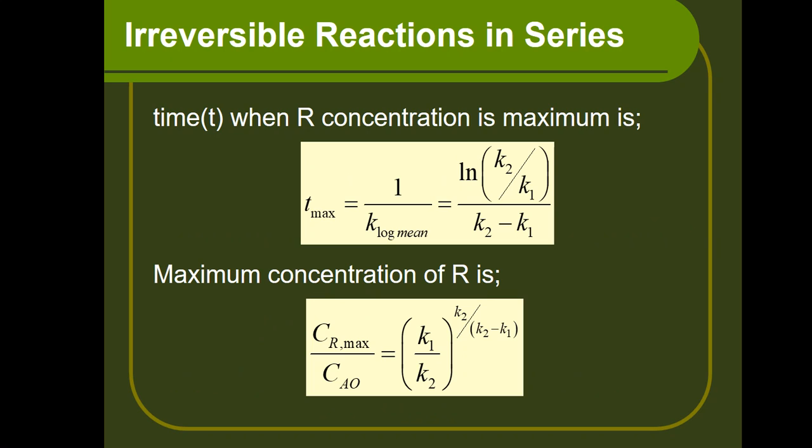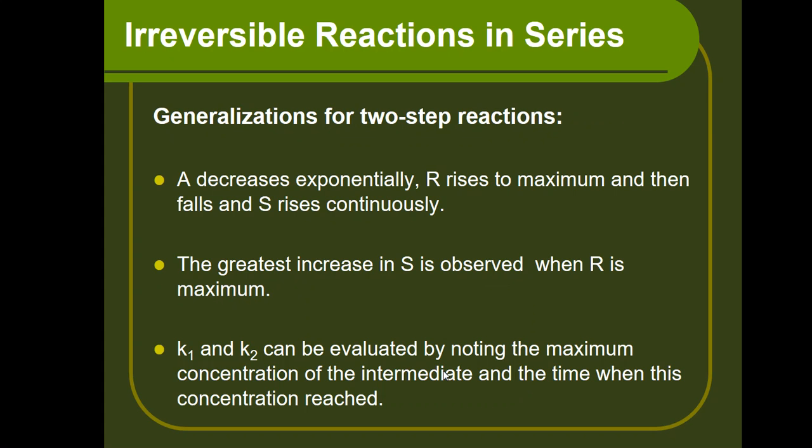If we want to know the maximum time, or rather the time in which the value of the intermediate R is maximum, it would be this. It's pre-derived for you to memorize. So all you have to do is know the rate constants. And as to what would be the value of that concentration, it would be this. So you need the constants only. Again, initial concentration and the rate constants.